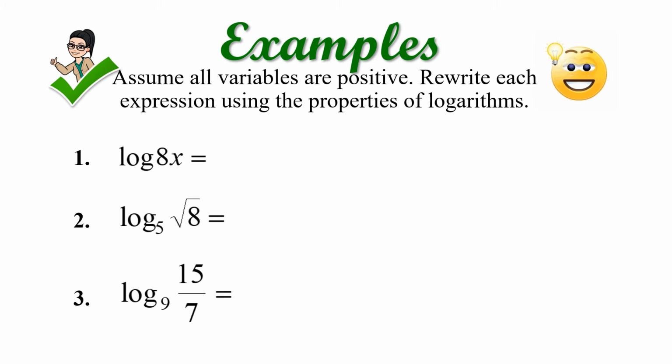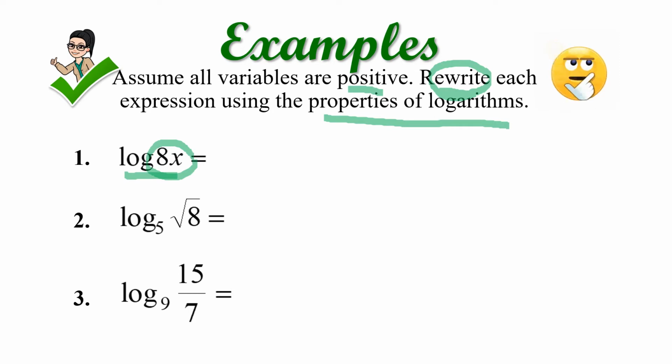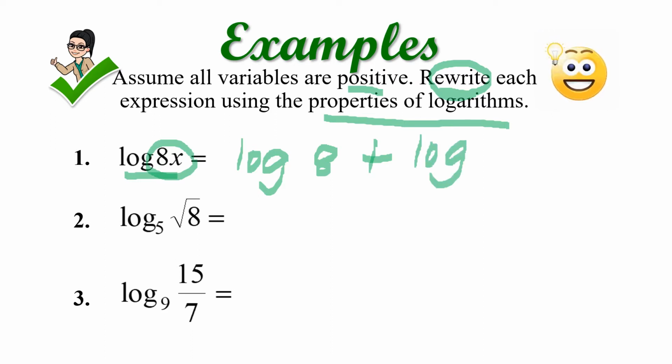Let's have the following examples. Assume all variables are positive. We write each expression using the properties of logarithms. All we have to do is rewrite. We're not going to solve yet. Number 1, logarithm of 8x. If you notice, it's multiplication, so we have to apply addition. This is the product rule, so the counterpart of multiplication is addition. This will become logarithm of 8 plus logarithm of x.